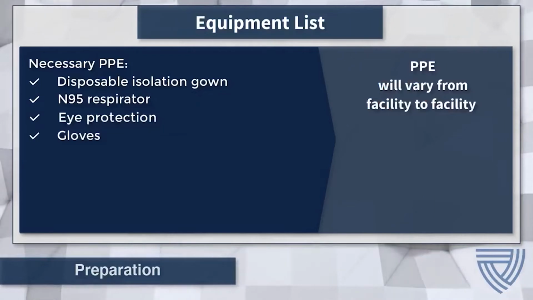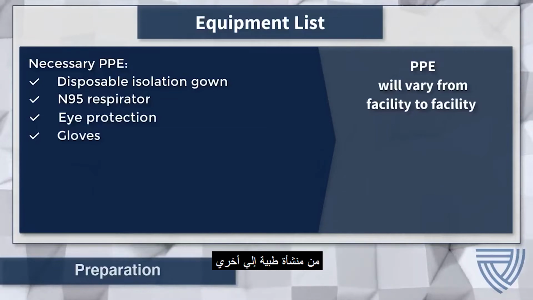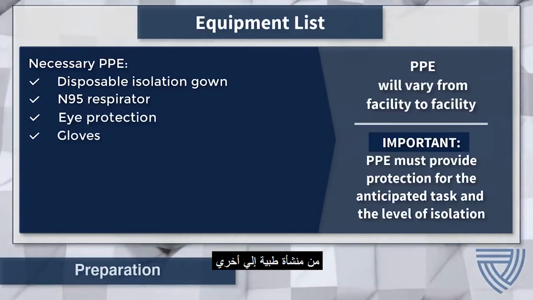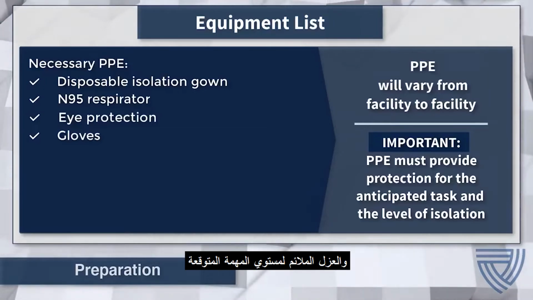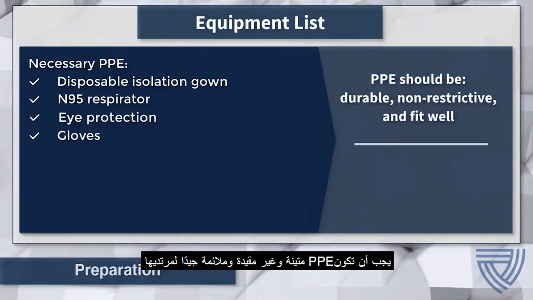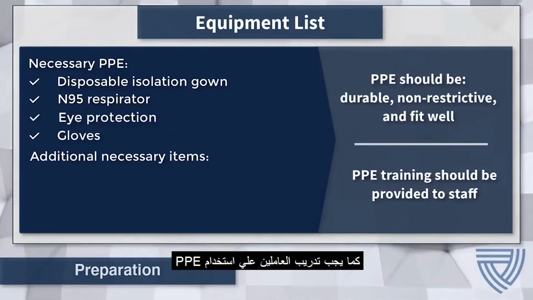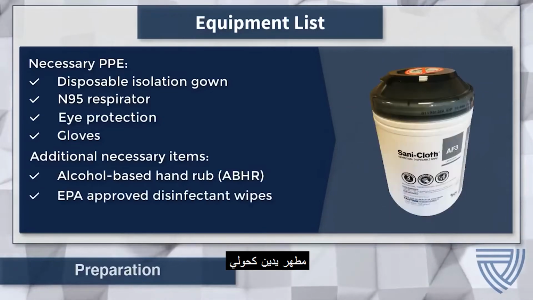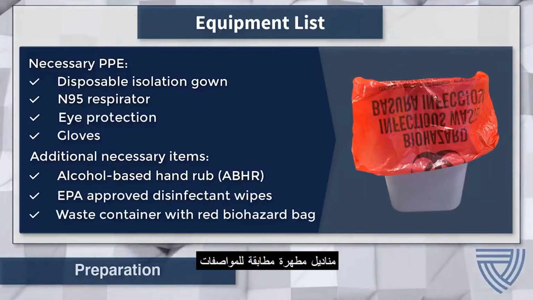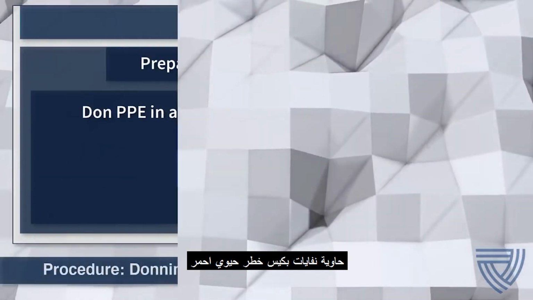Each facility will have variations in the types and styles of personal protective equipment, or PPE, that is available to staff. What is important is that the PPE chosen must provide protection for the anticipated task and the level of isolation. PPE should be durable, non-restrictive, and fit well. Training on the correct use of PPE should be provided to staff. Additional items that will be required include alcohol-based hand rub, EPA-approved disinfectant wipes, and a waste container lined with a red biohazard bag.